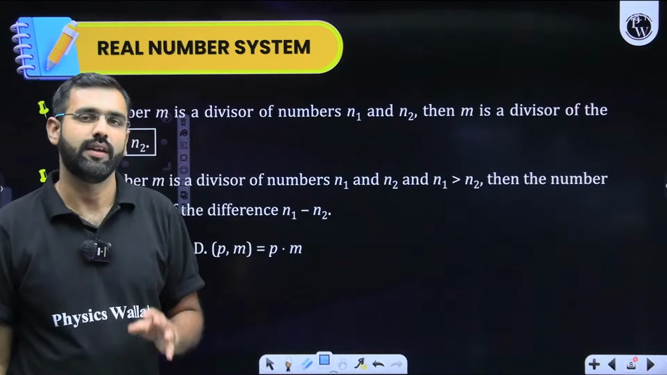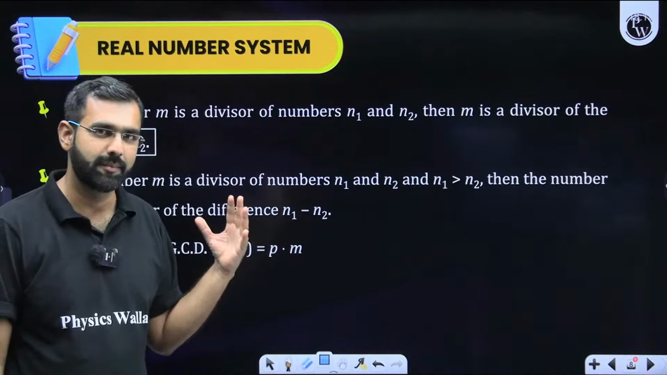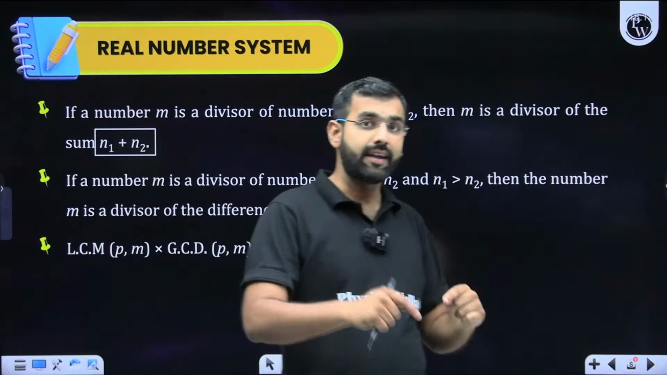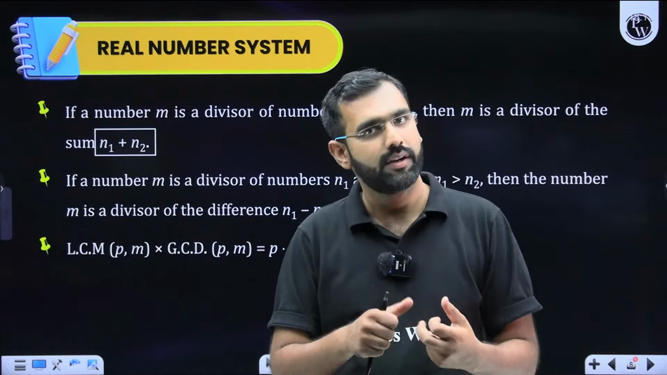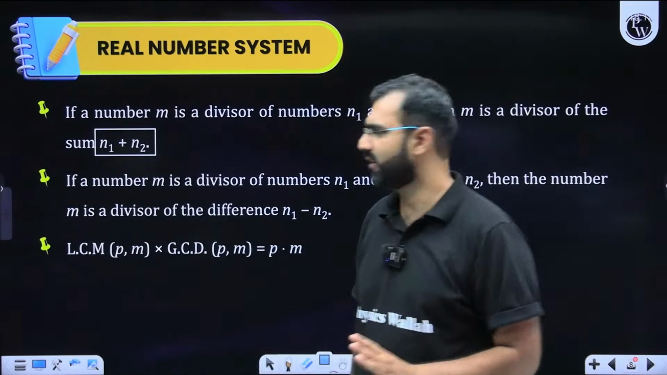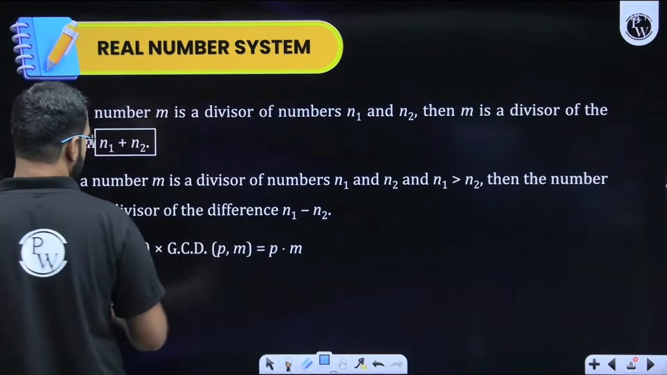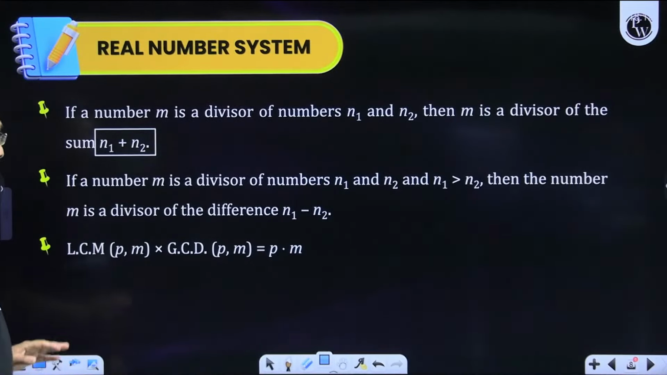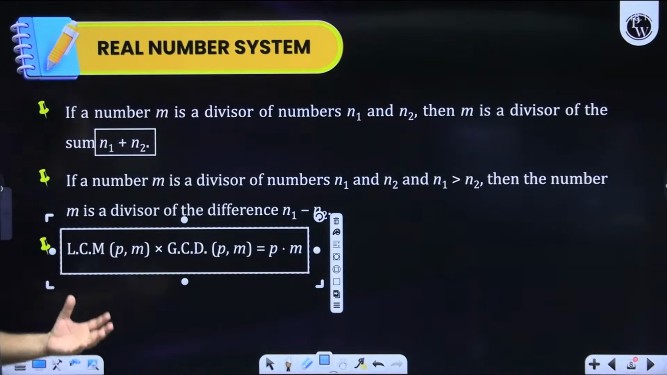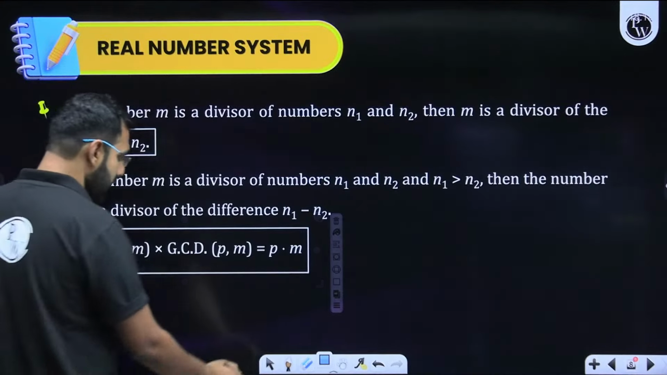This we'll discuss in a more detailed format when we discuss the binomial theorem. But remember, if a number can divide two numbers, then that number can divide the sum, difference, and product of those two numbers as well. Please remember that. That's a basic fact. Now here, if there is a number m, which we have already discussed, this is something very crucial. JEE has asked questions on this a few times. So just remember this as a fact.